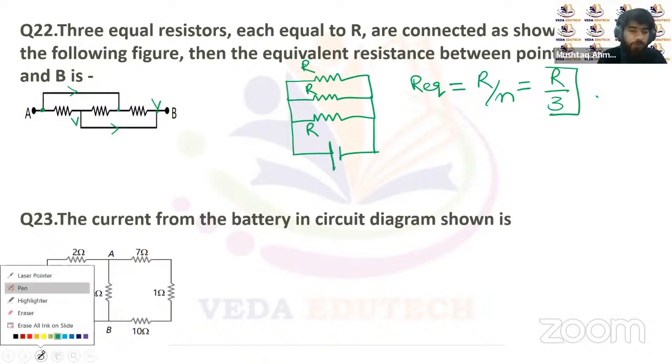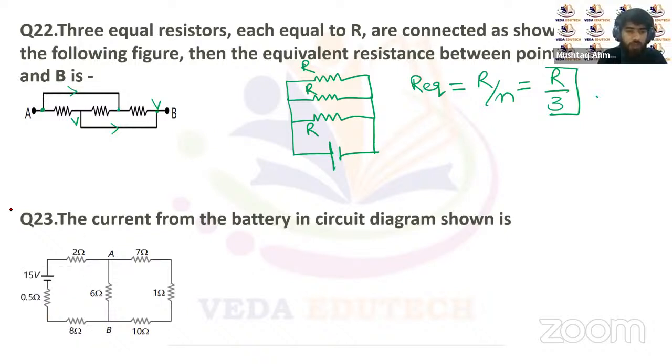Now let's move on to another question. This will be the final question for this session. The next part will be done in the next lecture. In the next session we'll be dealing with Kirchhoff's law, questions based on Kirchhoff's law and power consumption, and series and parallel combination of bulbs and cells.